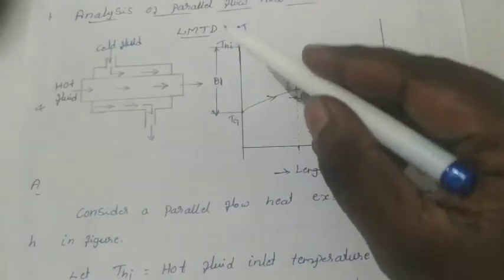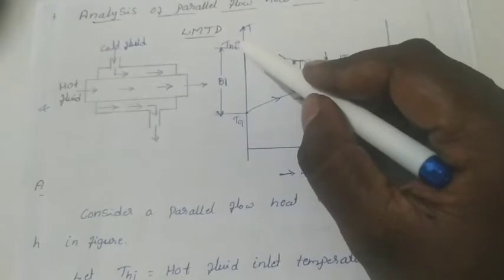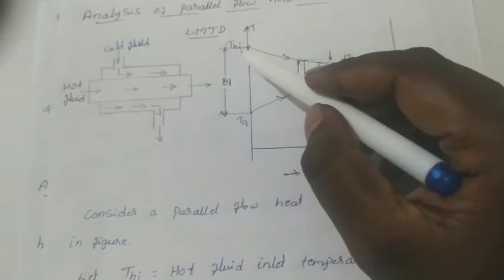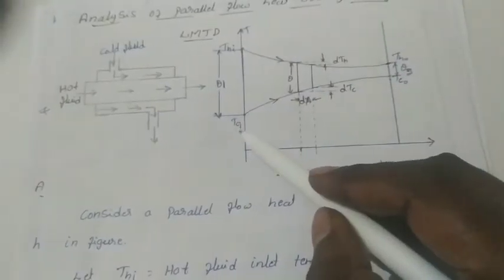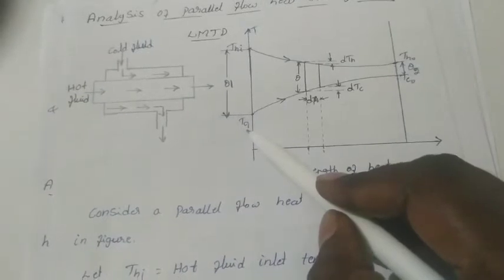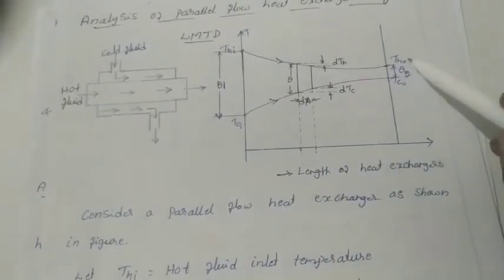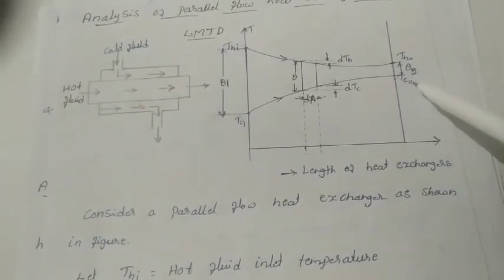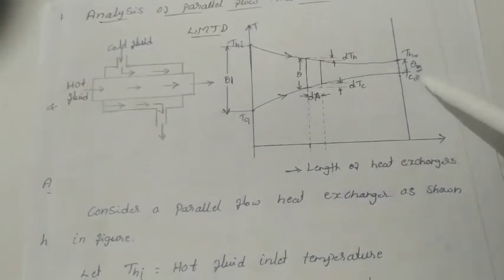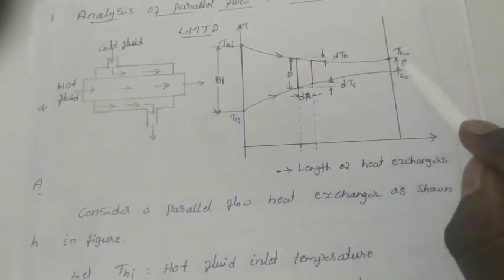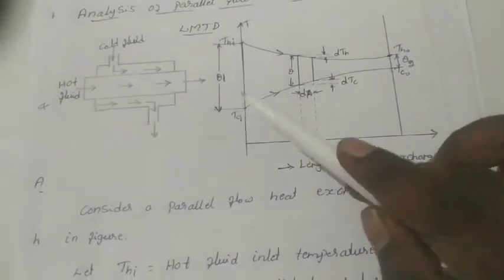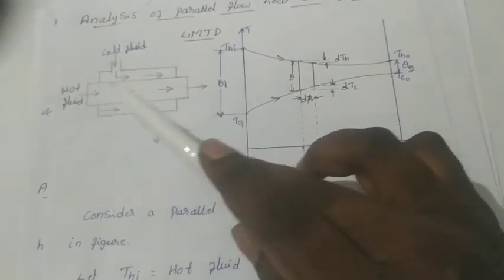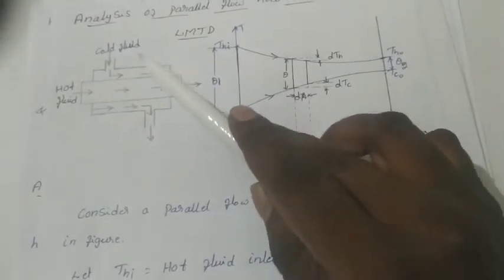So that's why we take THI, the hot fluid temperature at inlet, and TCI, the cold fluid temperature at inlet. At the same time, THO is the hot fluid temperature at outlet, and TCO is the temperature of the cold fluid at outlet. When we compare inlet to outlet, the temperature difference becomes lesser, because the hot fluid loses heat energy while the cold fluid gains heat energy.